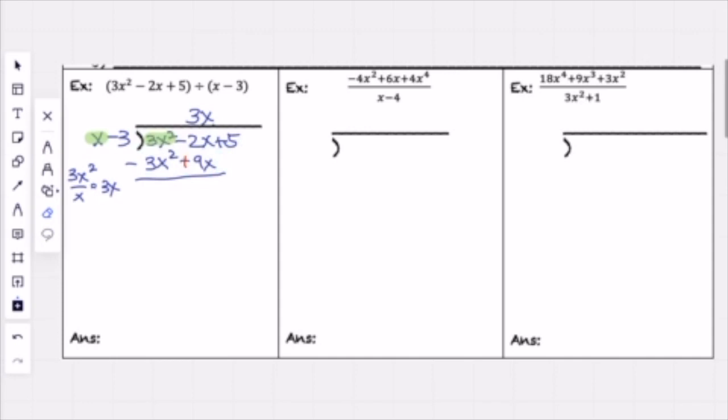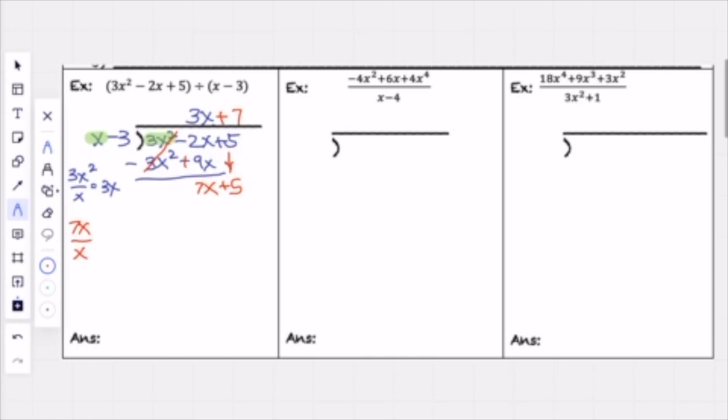I've got a 3x squared and a negative 3x squared. That becomes 0. And then I've got a negative 2x and a positive 9x. That's a 7x. I'm going to take this plus 5, and we're going to bring that down. And then I'm going to start this process again. 7x divided by x, starting with just the first terms, okay? And so now I'm going to add a plus 7 here.